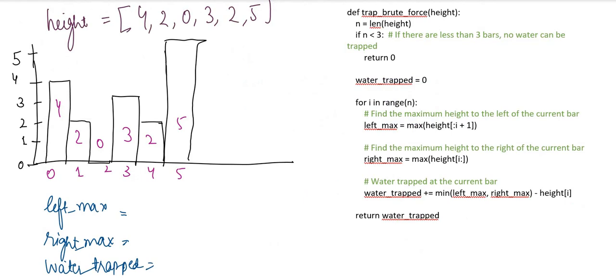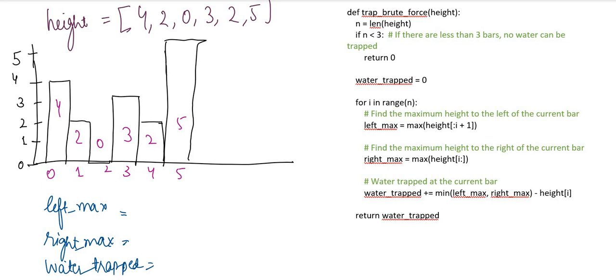Look at this problem. We have to find out the left max. First of all, we look at the length of the array. If the length is less than 3, in 2 blocks you cannot store any water. At least 3 are needed. So if it is less than 3, simply return 0. Water will not be trapped. Otherwise, run a for loop and find the maximum value towards the left and towards the right, and every time include the current index.